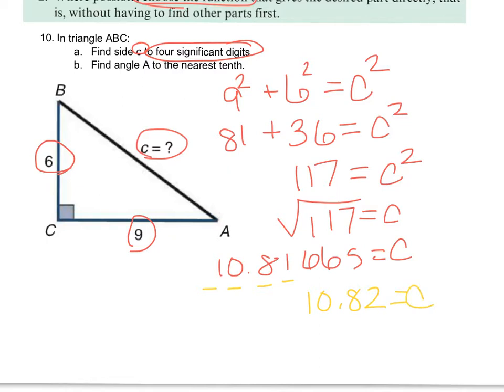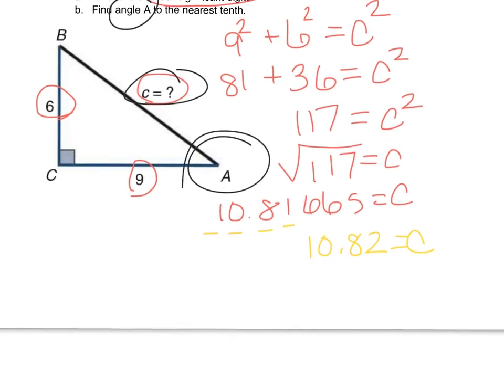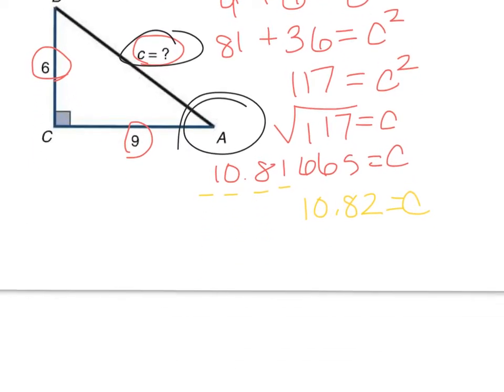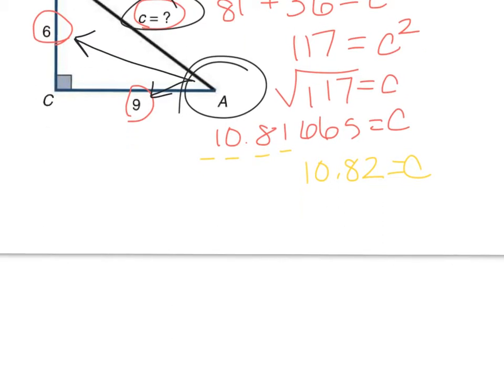Now, in addition to that, they also want us to figure out how big angle A is. Now, you could use the C value that you just calculated. I would avoid it just in case you made a mistake, especially if it was a test. And instead, I would use the values that were given. So they gave you the 6, which is opposite of the A, and they gave you the 9, which is adjacent to the A. So in that situation, I would go with tangent.